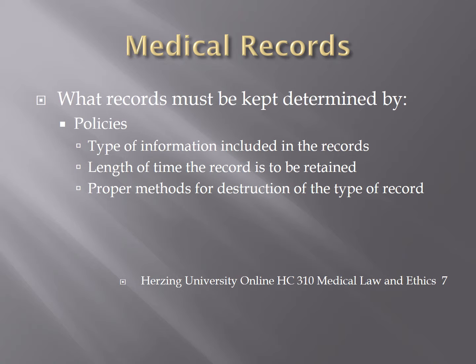Medical records continue. Determining which type of records are kept should be governed by policies established by the organization based on the laws and regulations governing retention. Policies should include the type of information included in the records, the length of time the record is to be retained, and the proper method of destruction of the type of record, whether microfilm, paper, or electronic.